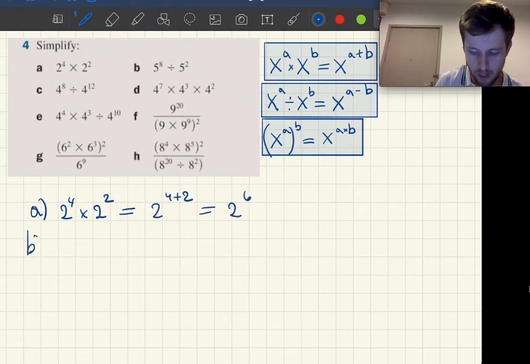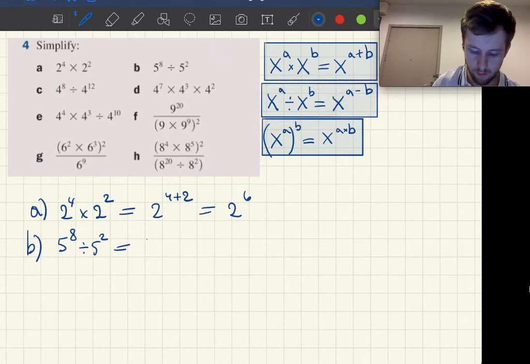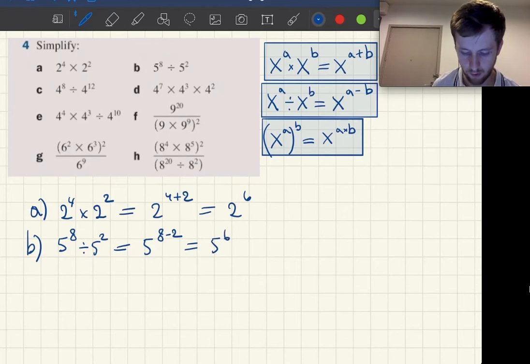Let's do b. In b we have 5 to the power of 8 divided by 5 to the power of 2. This should remind you of this, right? So it's going to be 5 to the power 8 minus 2, which is 5 to the power of 6.